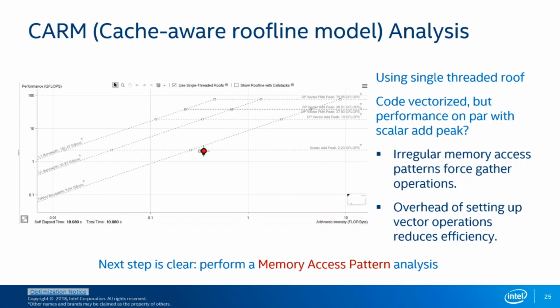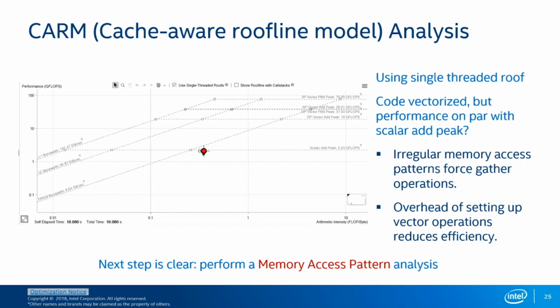So you can change the percentage cutoffs for what's shown up as a big red dot, a yellow dot, or a green dot, and that would be dependent on the percentage of overall runtime that that particular function is taking. Looking at this roofline model, we see that we are right around the scalar add peak, but we know that we're using vector instructions, so it's not vectorization or vectorization efficiency that's most likely the problem.